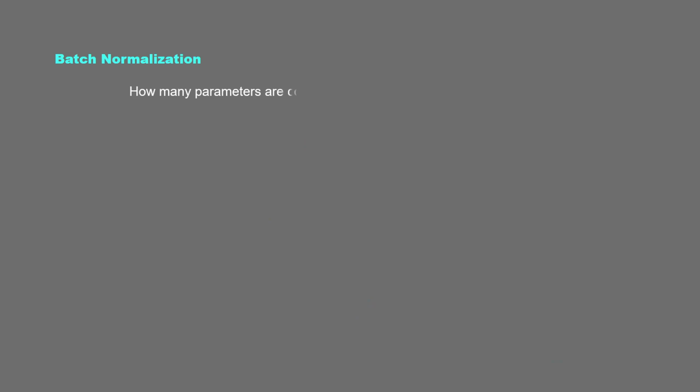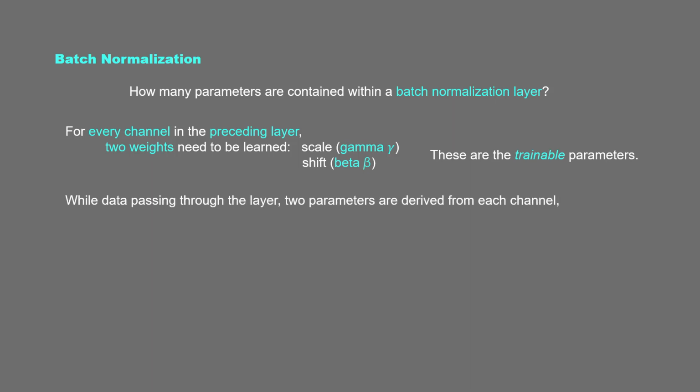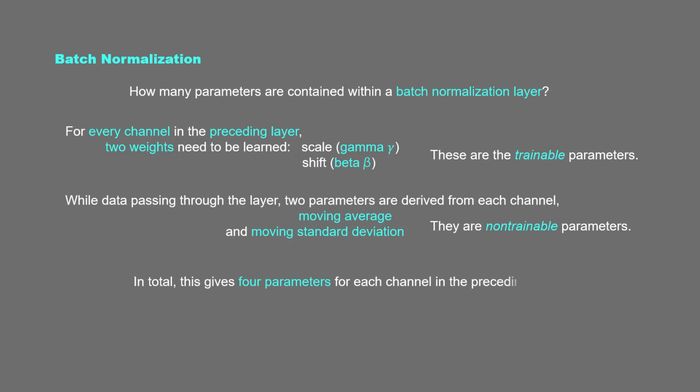How many parameters are contained within a batch normalization layer? For every channel in the preceding layer, two weights need to be learned, that is the scale gamma and shift beta. These are the trainable parameters. While data passes through the layer, two parameters are derived from each channel, that is the moving average and moving standard deviation. They are called non-trainable parameters. In total, this gives four parameters for each channel in the preceding layer, where two are trainable and two are non-trainable.